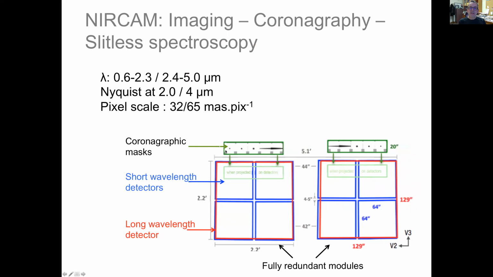The coronagraphic mask, as you see here, can be optically inserted into the detector with a little prism through a mechanism, and this is how one can do coronagraphy.